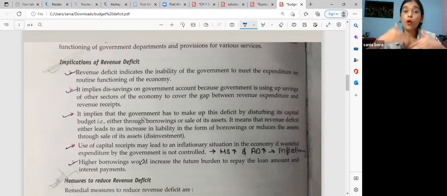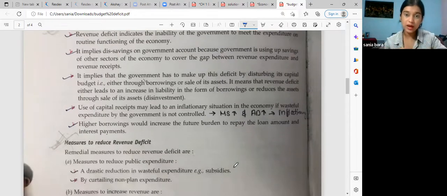Third, if you are borrowing so much, what will happen? After 5 years, government will be left out, or government will leave the place. But the upcoming future generation has to bear the burden of all this, right? So higher borrowing would increase the future burden to repay the loan. And of course, the loan they have to pay plus the interest. So this is a problematic situation.